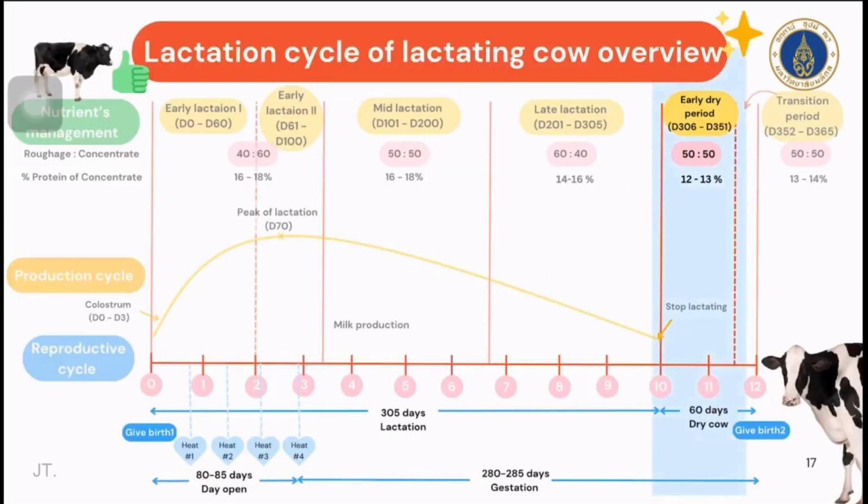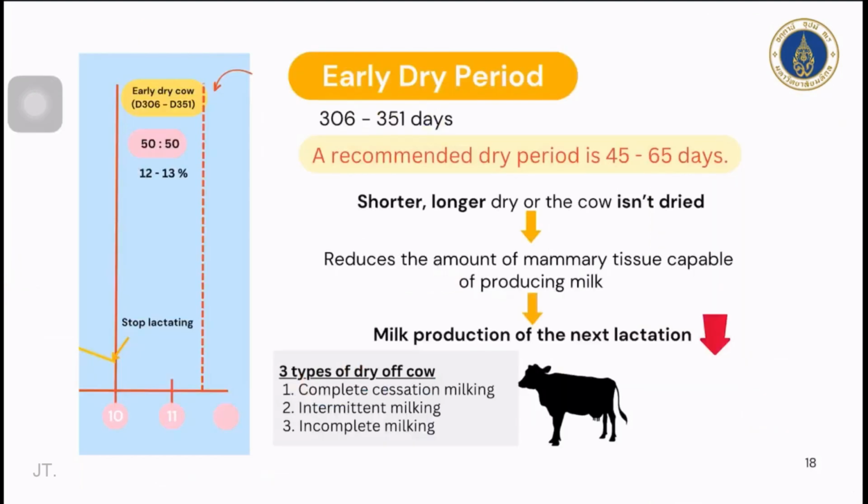Early dry period, 306 to 351 days. A recommended dry period is 45 to 65 days. Generally, a shorter or longer drying period, or a cow that isn't dried off, will affect mammary tissue. This reduces the amount of mammary tissue capable of producing milk, so it will decrease milk production of the next lactation. There are three types of dry-off, depending on the amount of milk production. First, complete cessation of milking for cows that produce less milk. Second, intermittent milking for cows that produce medium milk. And the last one, incomplete milking for cows that produce a lot of milk.